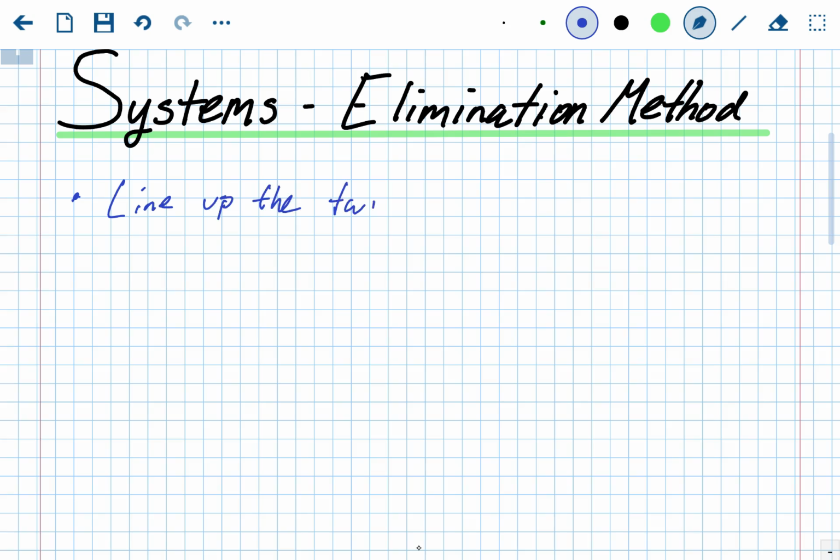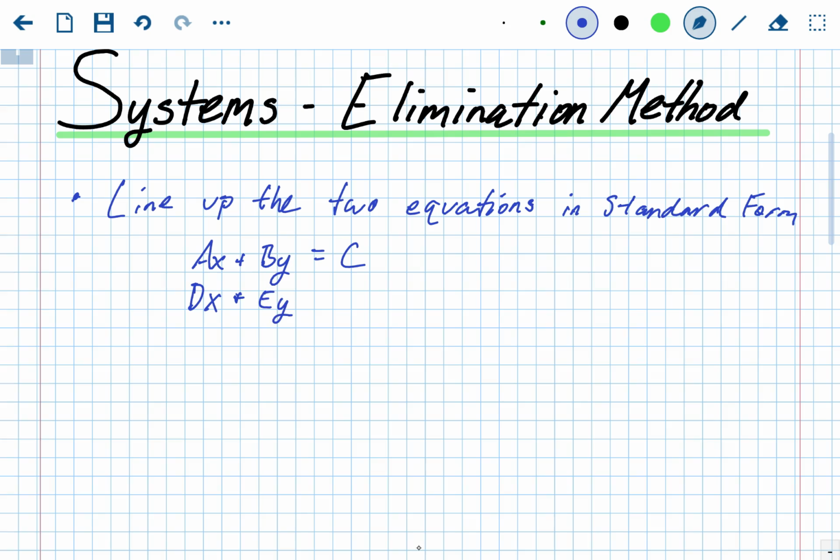We're going to line up the two equations in standard form. And remember that standard form is ax plus by equals c. That could be our first equation. And then the second equation would be dx plus ey equals f.